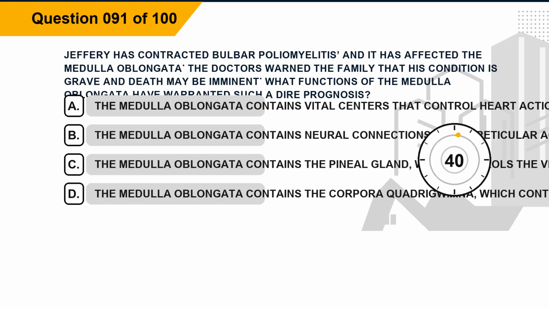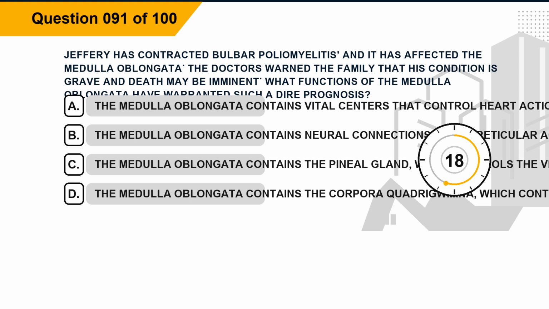Question 91. Jeffrey has contracted bulbar poliomyelitis, and it has affected the medulla oblongata. The doctors warn the family that his condition is grave and death may be imminent. What functions of the medulla oblongata have warranted such a dire prognosis? Option A. The medulla oblongata contains vital centers that control heart action, blood vessel diameter, and respiration.